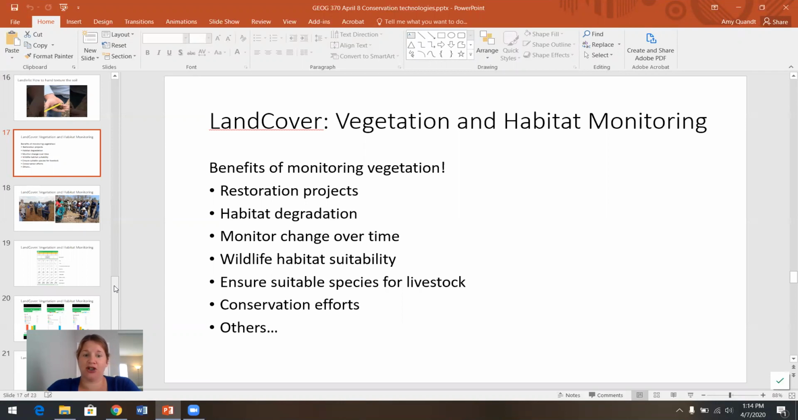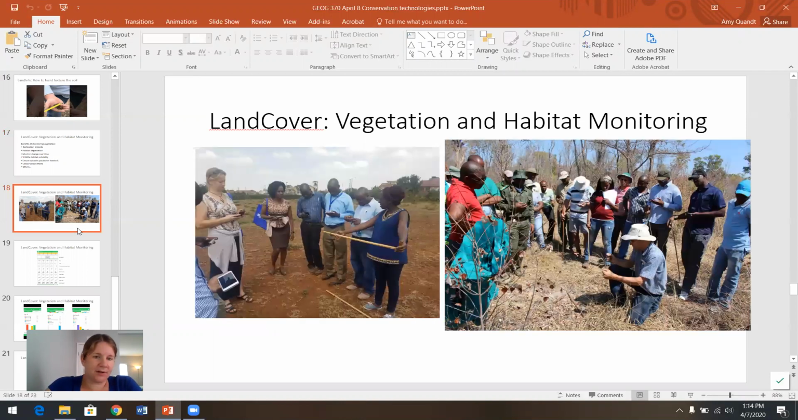So how is that vegetation changing over time? Which is important both for looking at wildlife habitat suitability and also suitability for livestock. Are there the proper fodder species for your livestock on the land? Here's some photos from different trainings we've done on land cover.